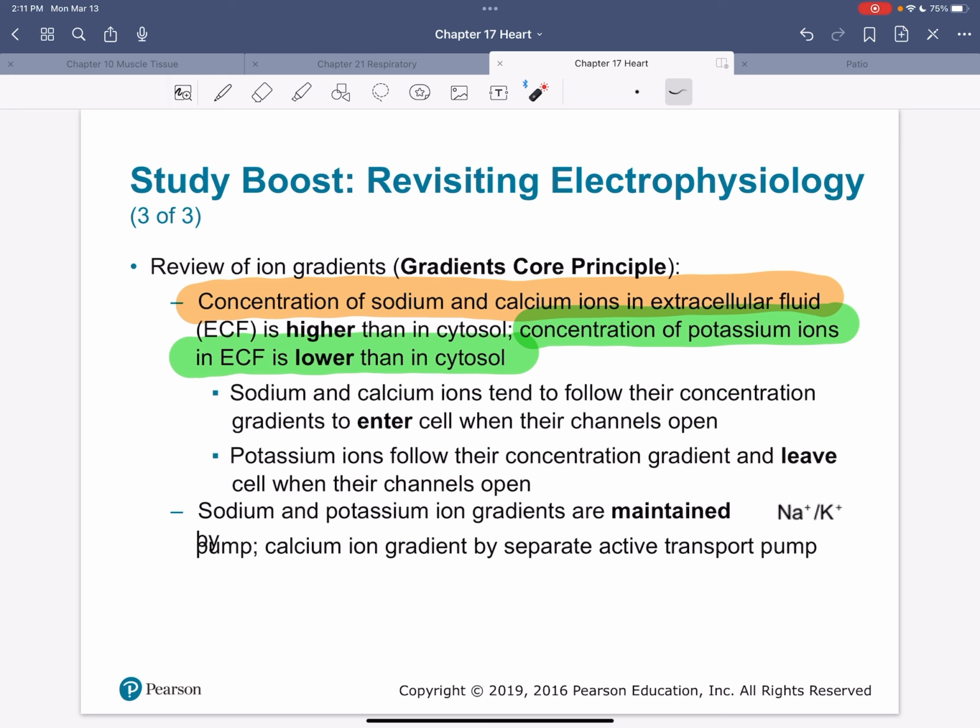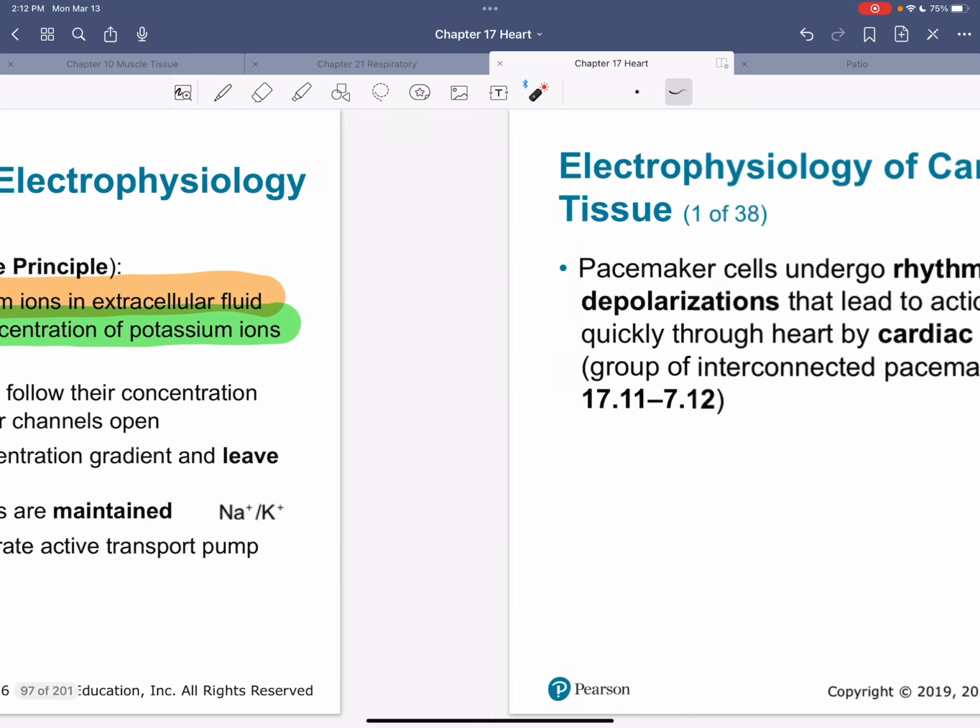And of course, not surprisingly, we have in the background things like the sodium-potassium pump that helps to maintain the gradients. We should also point out that calcium takes on a role here that we didn't see in skeletal muscle, where it was stored inside. But here in cardiac muscle, we're really looking at movement of calcium from outside to in and inside to out. And the calcium ion gradient is maintained by its own active transport pump.